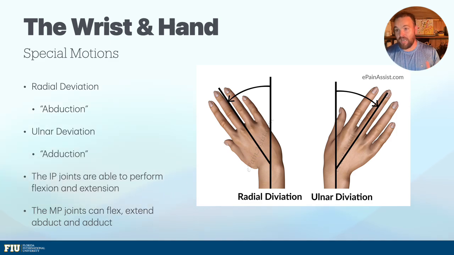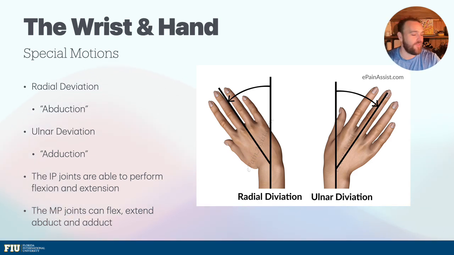Ulnar deviation, the exact opposite. We move it toward the ulna. That looks more like adduction when we get it into an anatomical position. Now, when I'm going to be talking about these different motions in this particular lecture, I'm going to be using the terms radial deviation and ulnar deviation.